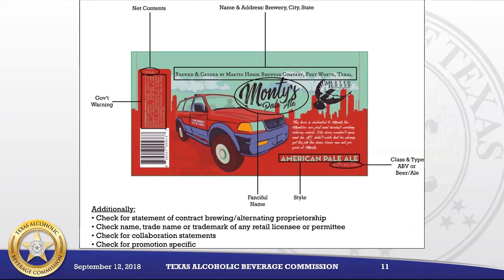If you state you are a beer and do not state alcohol content, your chemical analysis needs to reflect you are a beer. We look at style, fanciful name, government warning, and net contents. Additionally, we check for statements of contract brewing and alternating proprietorship, name, trade name, or trademark of any retail licensee or permittee, and for promotion-specific language.